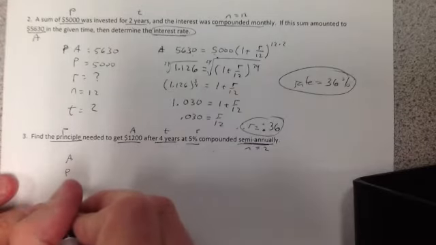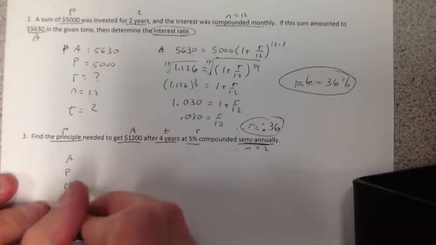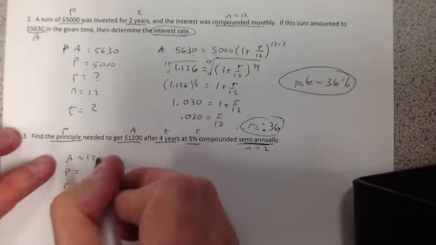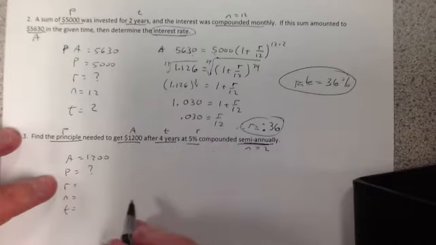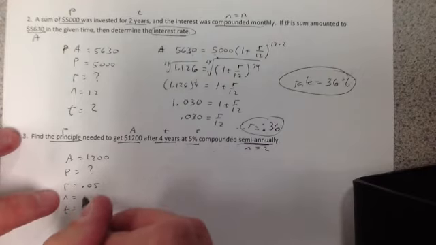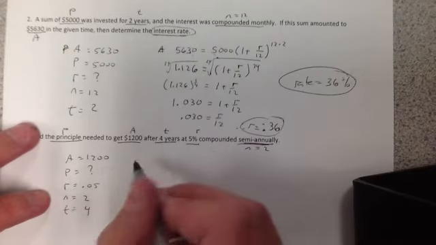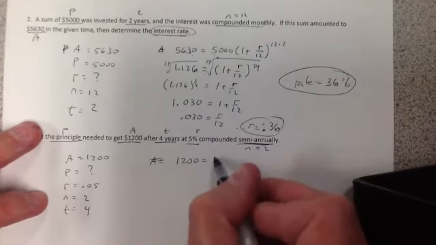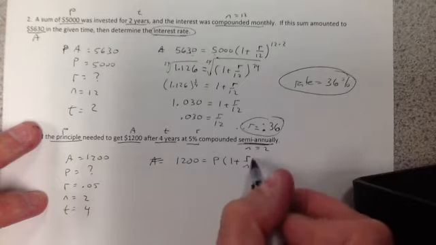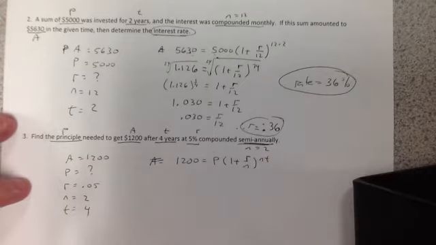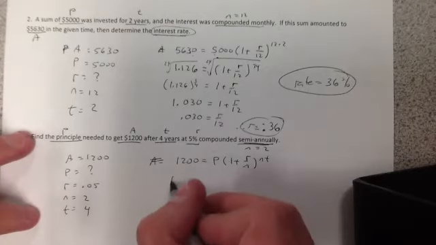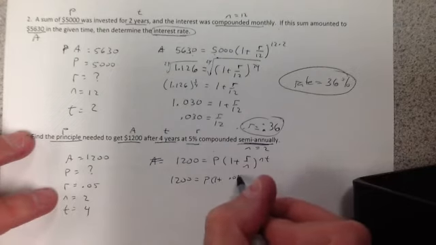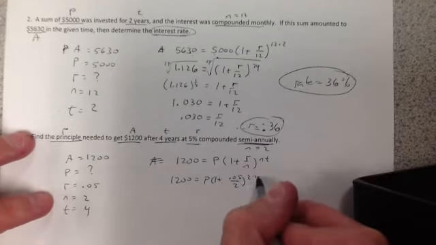So I list out my letters, A, P, R, N, T. And I just plug in everything. A is how much I want, $1,200. P, that's what we want to know. R, 0.05. N is 2. T is 4. And I plug it into the formula. A equals P times 1 plus R over N to the NT. Oh, and I forgot to plug in everything else. Silly me. 1 plus R, which is 0.05, over N, which is 2, to the 2 times 4.